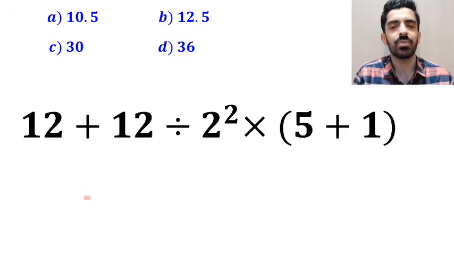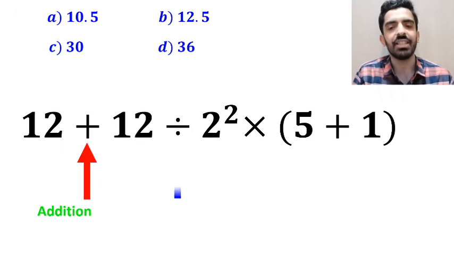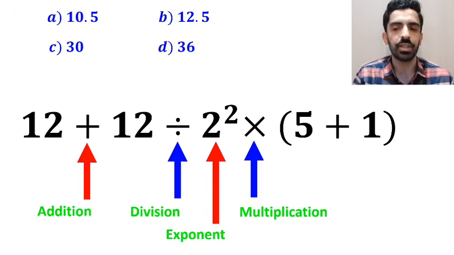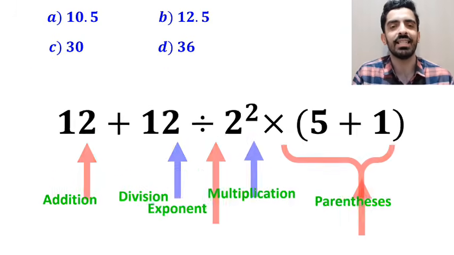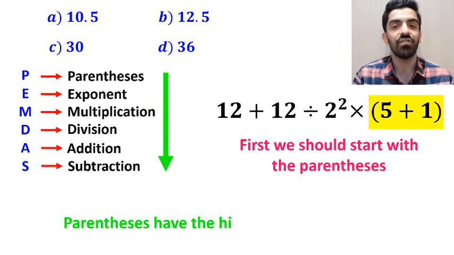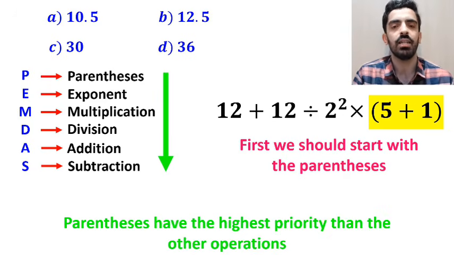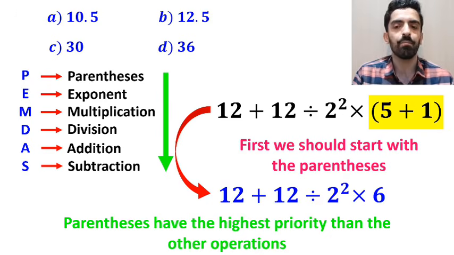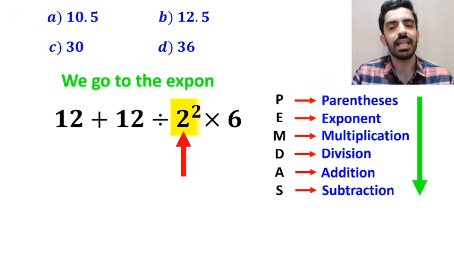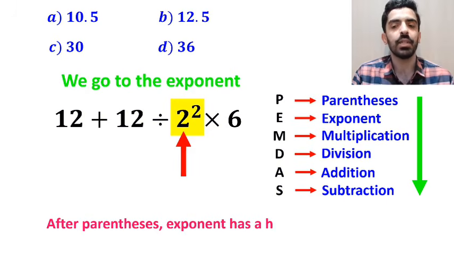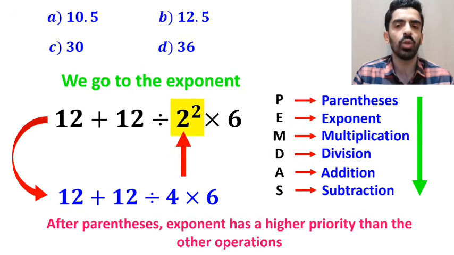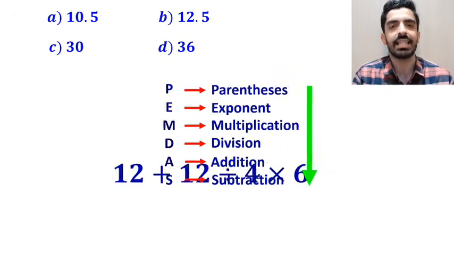Alright, as you can see on the screen, in this expression, first we have an addition sign, then a division sign, and after that we have an exponent, then a multiplication, and finally parentheses. According to the PEMDAS rule, first we should start with the parentheses because parentheses have the highest priority than the other operations. So, we can rewrite this expression as 12 plus 12 divided by 2 to the power of 2 times 6. And the next step, we go to the exponent because after parentheses, exponent has a higher priority than the other operations. So, this expression simplifies to 12 plus 12 divided by 4 times 6.